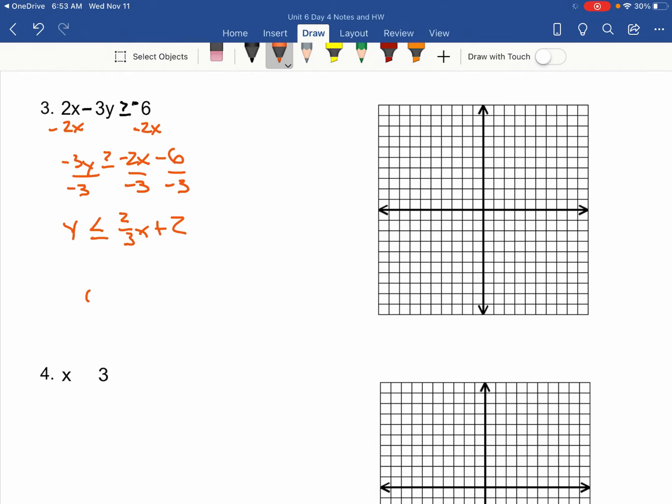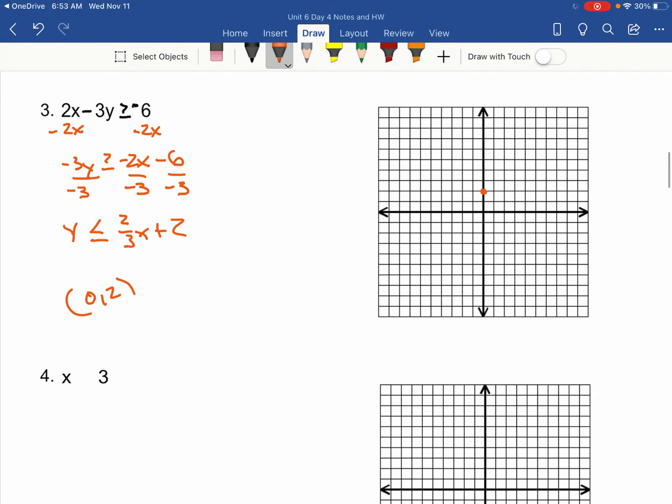It has a y-intercept of 0, 2. I'm going to start there. It has a slope of positive 2 over 3. So I'm going to move up 2, right 3. It is less than or equal to, so that means it is a solid line. So we do want to draw a solid line. And since it is less than, it is below the line.